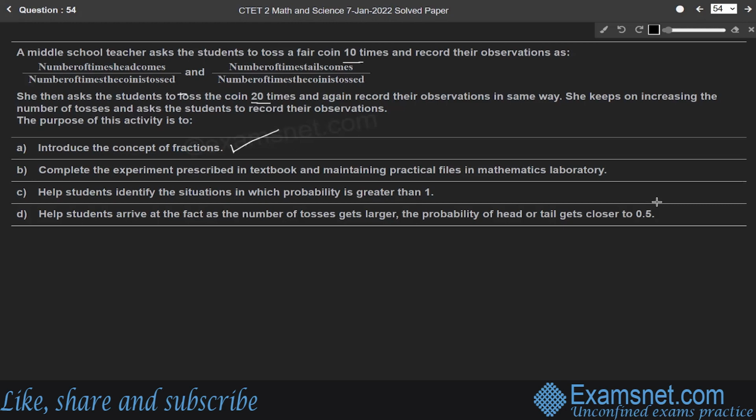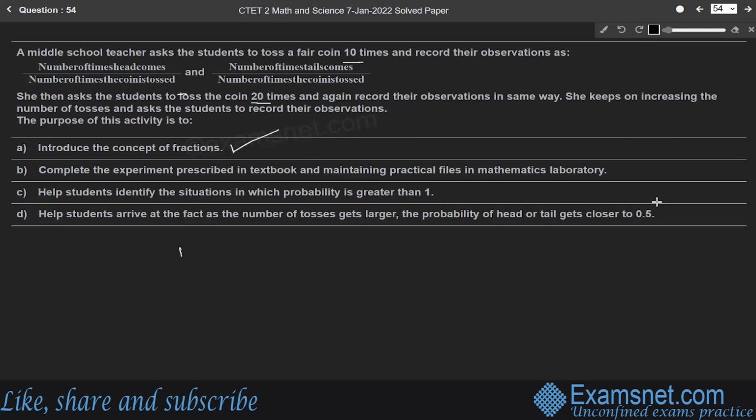So in the above case, the students may not arrive at the fact that when a coin is tossed, the probability of head or tail is closer to 0.5 when they toss the coin only a few times. So this can be proved and taught to the students only when a coin is tossed many times, where they can understand the concept.